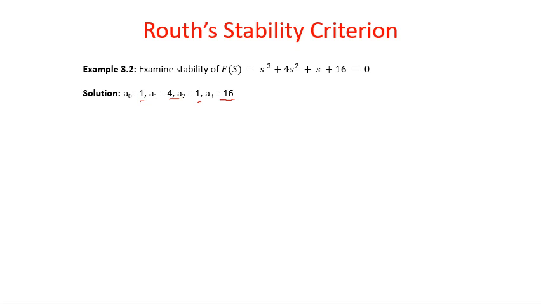Based on these coefficients, we are going to prepare the Routh's array. Routh's array we start from s to the power n. So n here is 3, the highest order is 3, so s to the power 3. Then we have s to the power n minus 1, that is 2, s to the power n minus 2, that is 1, and we are going to get the s to the power 0 row.